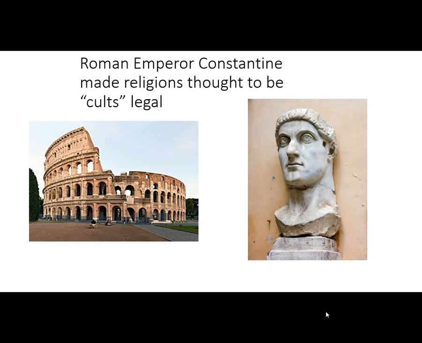So the Roman Emperor Constantine, at the end of our last chapter, does the unthinkable, and he makes not just the Catholic religion, but all religions now legal. They used to be illegal, and they were considered cults. If you're a Muslim, or if you're Jewish, or if you believed in Christ, you were persecuted and possibly brought to this place, the Colosseum. You were made to fight lions or enslaved, terrible things.